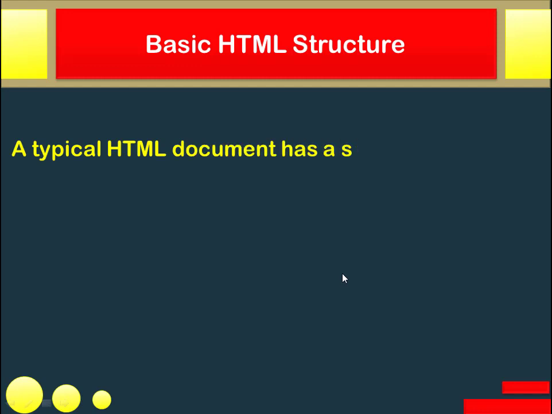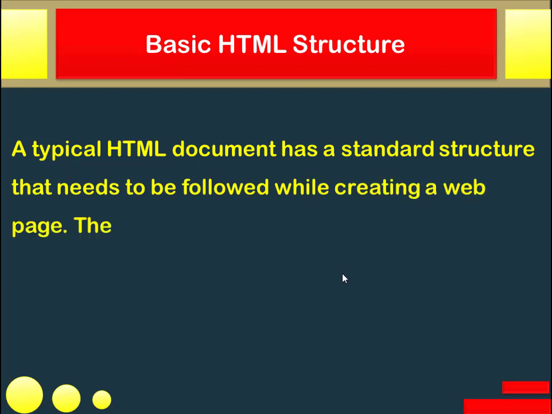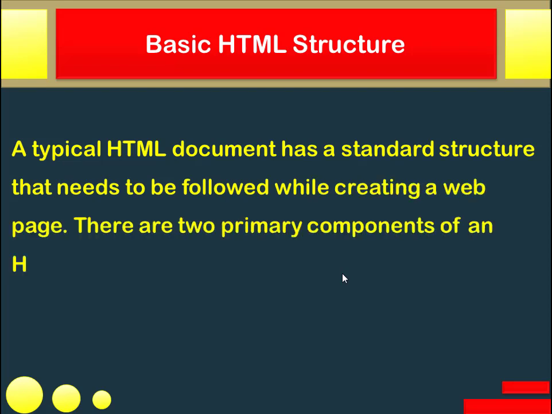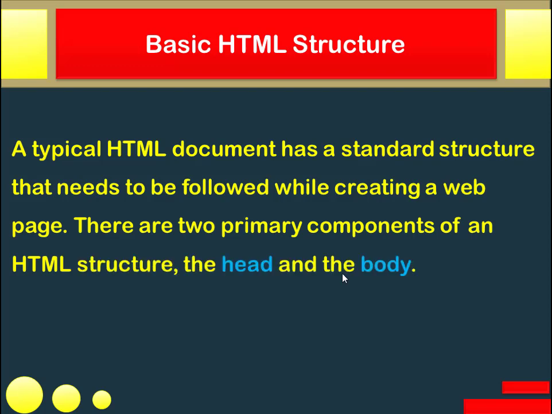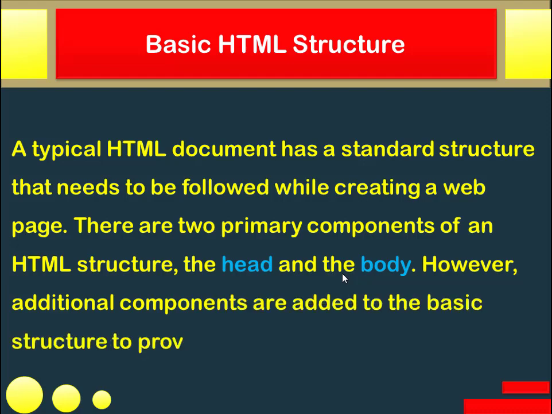A typical HTML document has a standard structure that needs to be followed while creating a web page. There are two primary components of an HTML structure, the head and the body. However, additional components are added to the basic structure to provide more functions. We cannot go our own way; we have to follow the standard structure. There are two primary components, head and body, and there are some more.